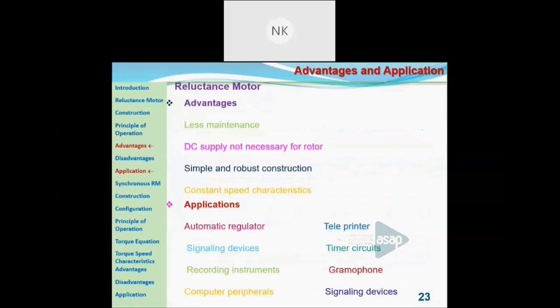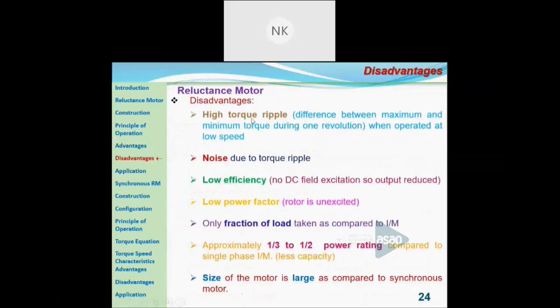The advantages are less maintenance, DC supply is not necessary, simple and robust construction, and constant speed characteristics. Applications include automatic regulators, signaling devices, recording instruments, computer peripherals, teleprinters, timer circuits, and gramophones. The main disadvantages are high torque ripple and noise, low efficiency since there is no DC field winding, low power factor, and a fractional load capacity of 1/3 to 1/2 power rating compared to the single phase induction motor. That is less capacity, and the size of the motor is large as compared to a synchronous motor.